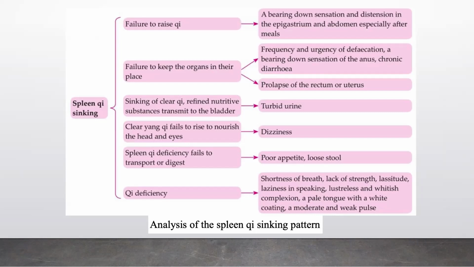Clear yang qi failing to rise to nourish the head and eyes will lead to dizziness. Spleen qi deficiency failing to transport or digest will lead to poor appetite and loose stools. And qi deficiency will lead to shortness of breath, lack of strength, lassitude, laziness in speaking, lusterless and whitish complexion, a pale tongue with a white coating, a moderate and weak pulse.